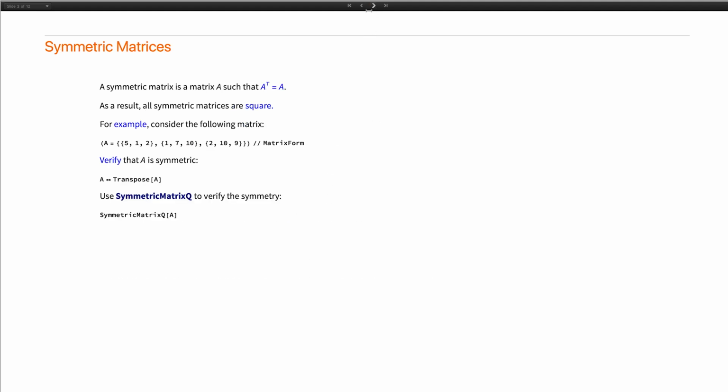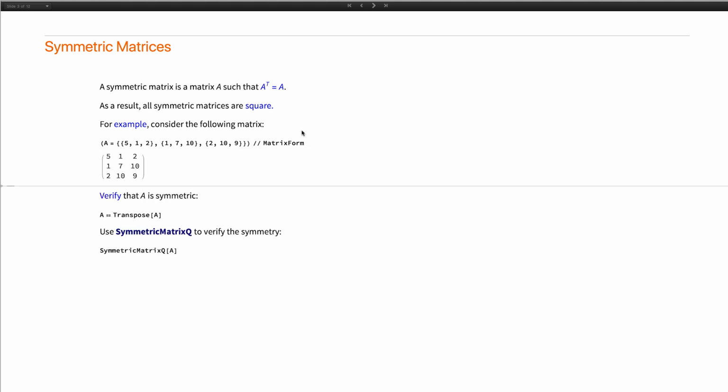So let's begin with the definition of a symmetric matrix. A symmetric matrix is a matrix such that its transpose is equal to the matrix itself. And so, of course, such a matrix must necessarily be square. So here is a matrix A. You see it's nice and symmetrical. You've got a 1 here and a 1 there, and a 2 over here and a 2 there, and a 10 over here and a 10 there.